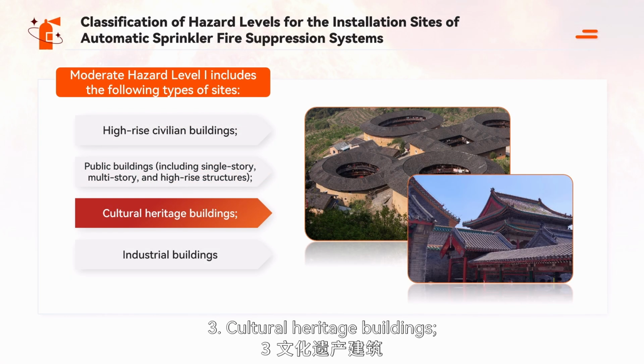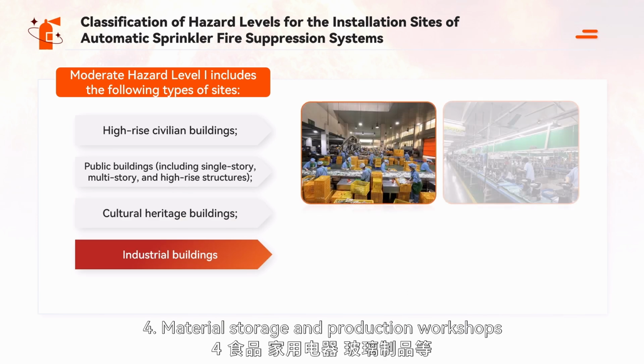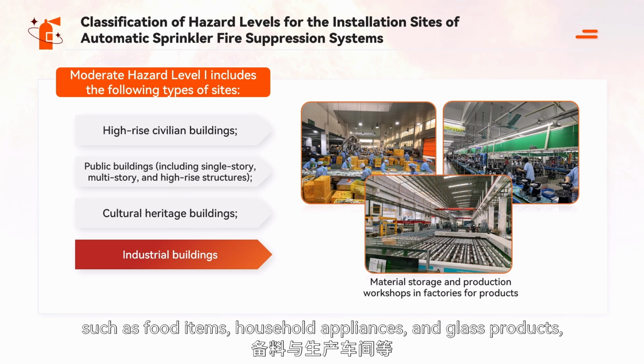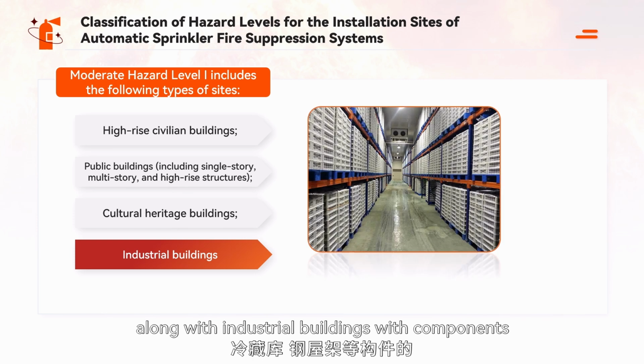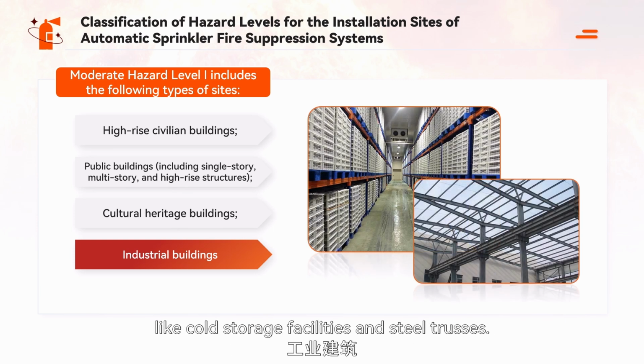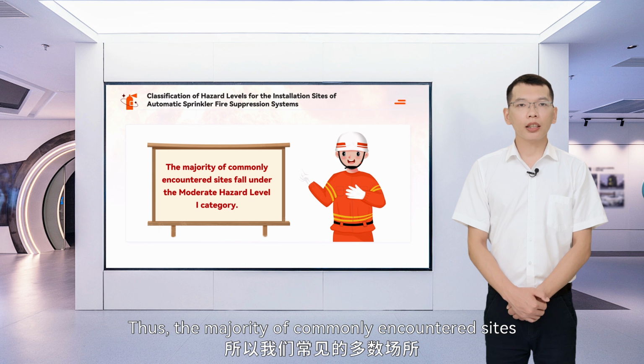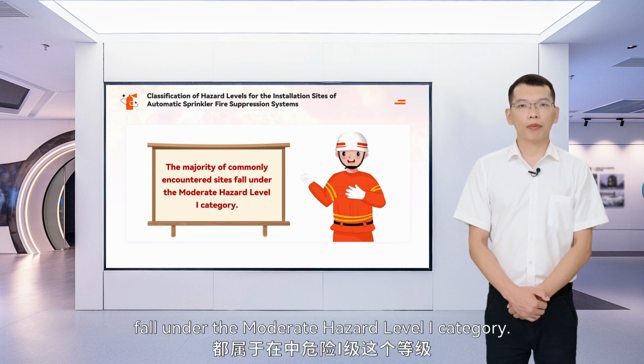3. Cultural heritage buildings. 4. Material storage and production workshops and factories for products such as food items, household appliances, and glass products, along with industrial buildings with components like cold storage facilities and steel trusses. Thus, the majority of commonly encountered sites fall under the moderate hazard level 1 category.